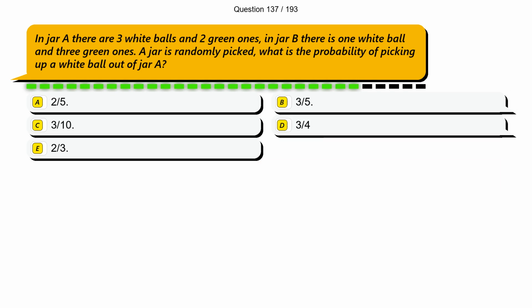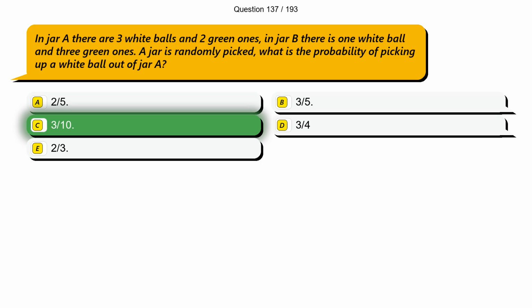Question 137. In jar A there are 3 white balls and 2 green ones, in jar B there is 1 white ball and 3 green ones. A jar is randomly picked. What is the probability of picking up a white ball out of jar A? Option A, 2/5. Option B, 3/5. Option C, 3/10. Option D, 3/4. Option E, 2/3.